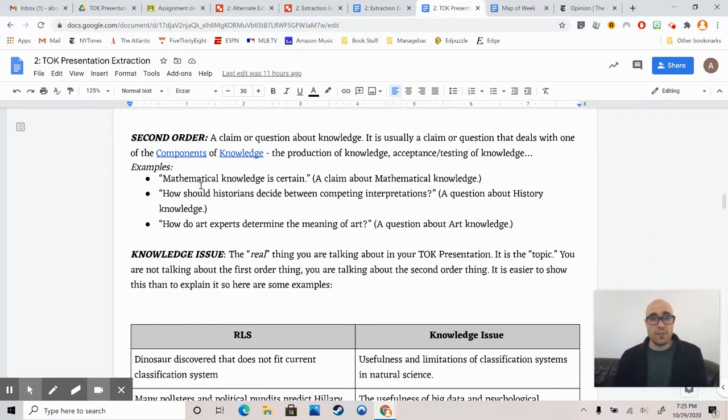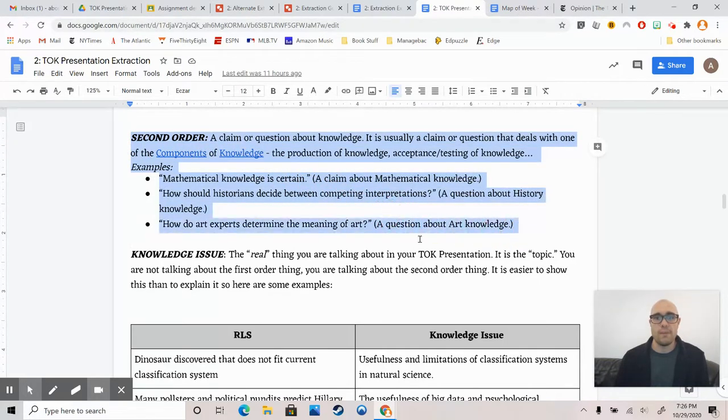What those claims and questions look like are here. Mathematical knowledge is certain. That would be a claim about mathematical knowledge. That's that second order claim. Or for history, how should historians decide between competing interpretations? That is a second order question, kind of a knowledge question about history. So that's what we're really aiming for with this presentation, is addressing these second order things here.